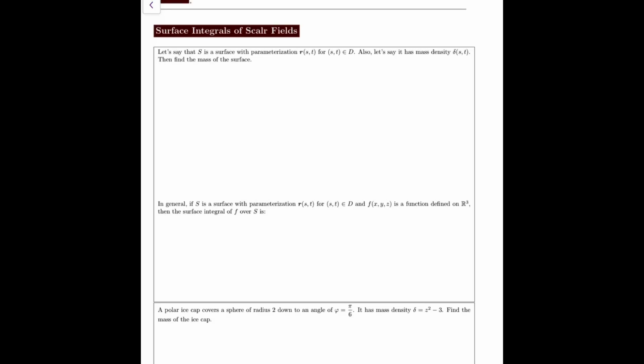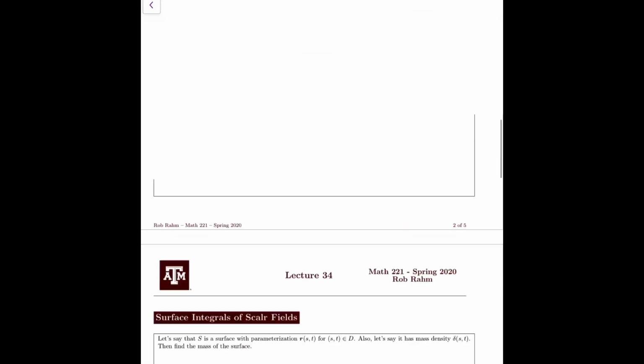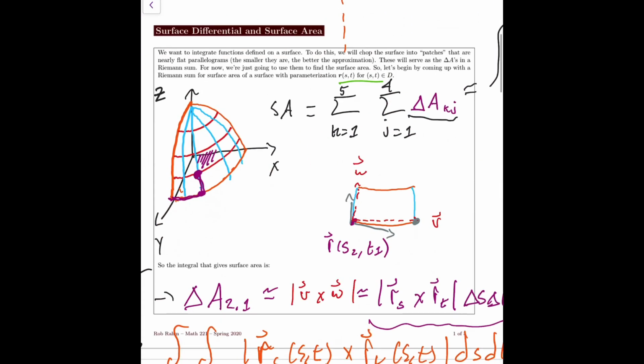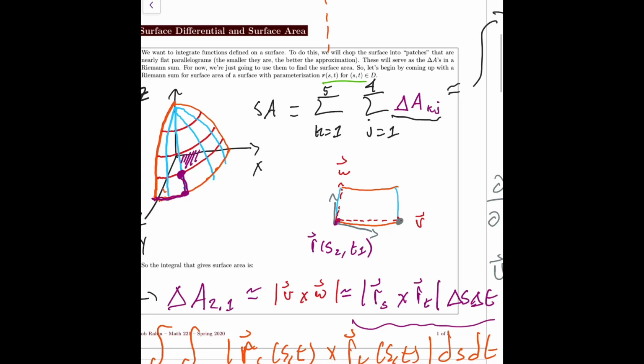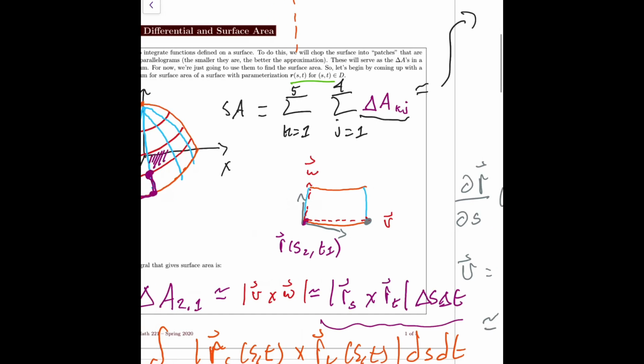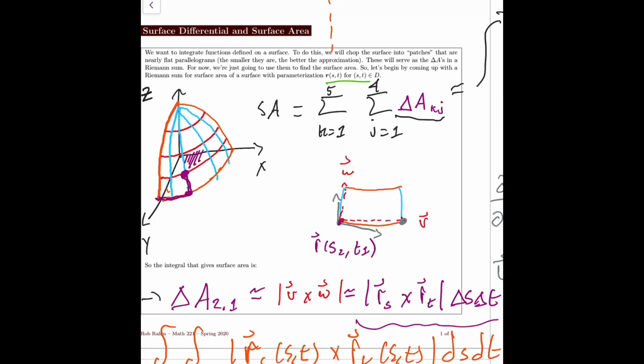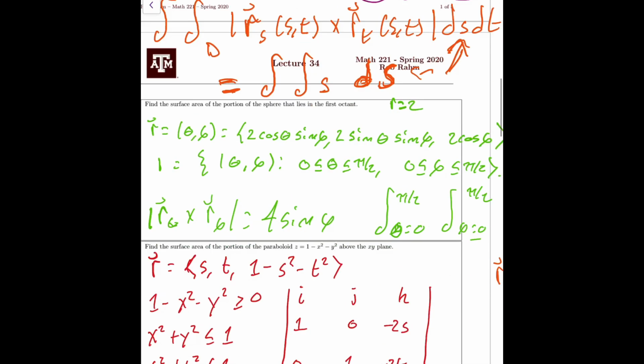Okay, so let's say that S is a surface with a given parameterization, and let's say that it has a given mass density. Then we want to find the mass of the surface. So I'm just going to go back up to this picture here. Basically, here we assumed that it had a uniform mass density. Now we're going to assume that it doesn't have a uniform mass density. So now the area is what we get. The surface area is represented by this Riemann sum here. How do we make this work for mass? Okay, so just keep that in mind.